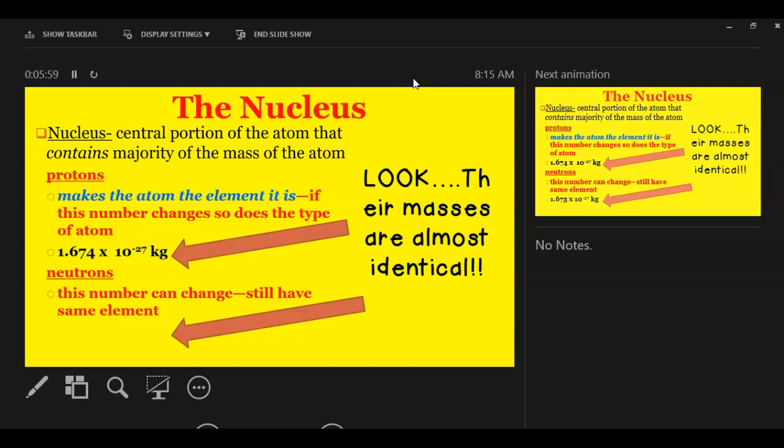Protons have a mass of 1.674 times 10 to the negative 27th kilogram. Now, I'm not going to make you memorize these masses, but I just want you guys to have an idea, just for comparison, okay? So protons are positive. They make the atom unique, and have a mass of 1.674 times 10 to the negative 27th kilogram.